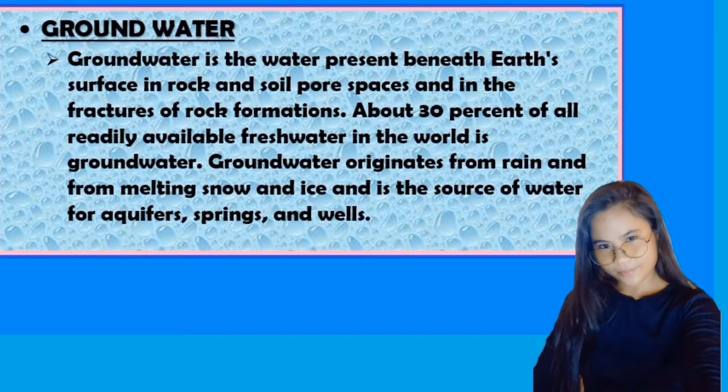Groundwater is the water present beneath Earth's surface in rock and soil pore spaces and in the fractures of rock formations. About 30% of all readily available fresh water in the world is groundwater. Groundwater originates from rain and from melting snow and ice and is the source of water for aquifers, springs, and wells.